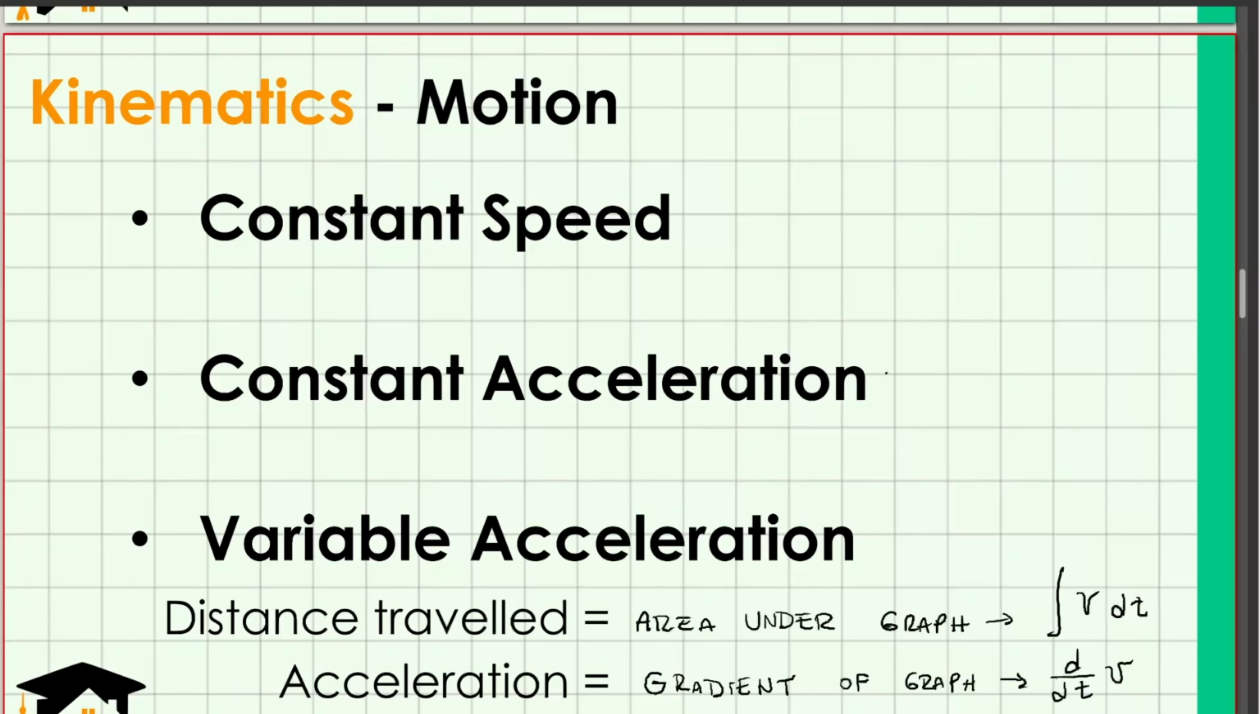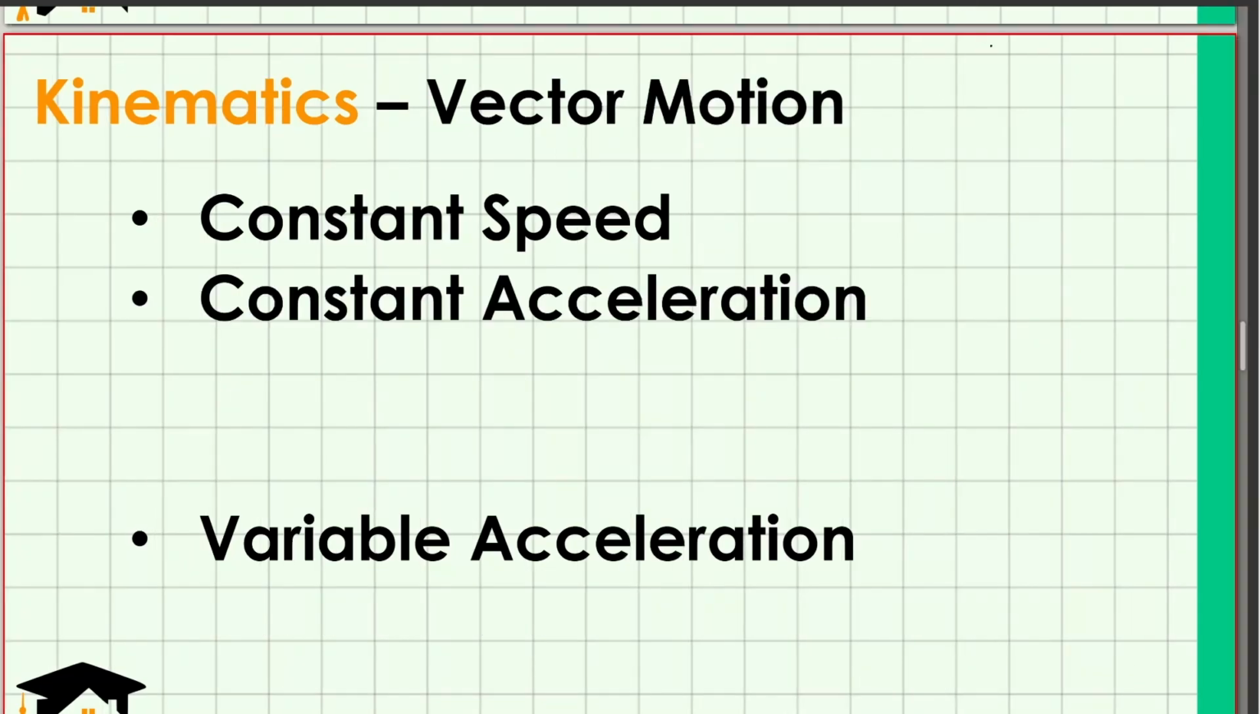And now let's talk about another kind of motion that is actually very similar, and that is vector motion. We will again have three cases. For constant speed, the position vector, we say that it's a vector by underlining it, is going to be equal to the initial position plus the velocity vector times time. Now for the constant acceleration, we're going to have three equations.